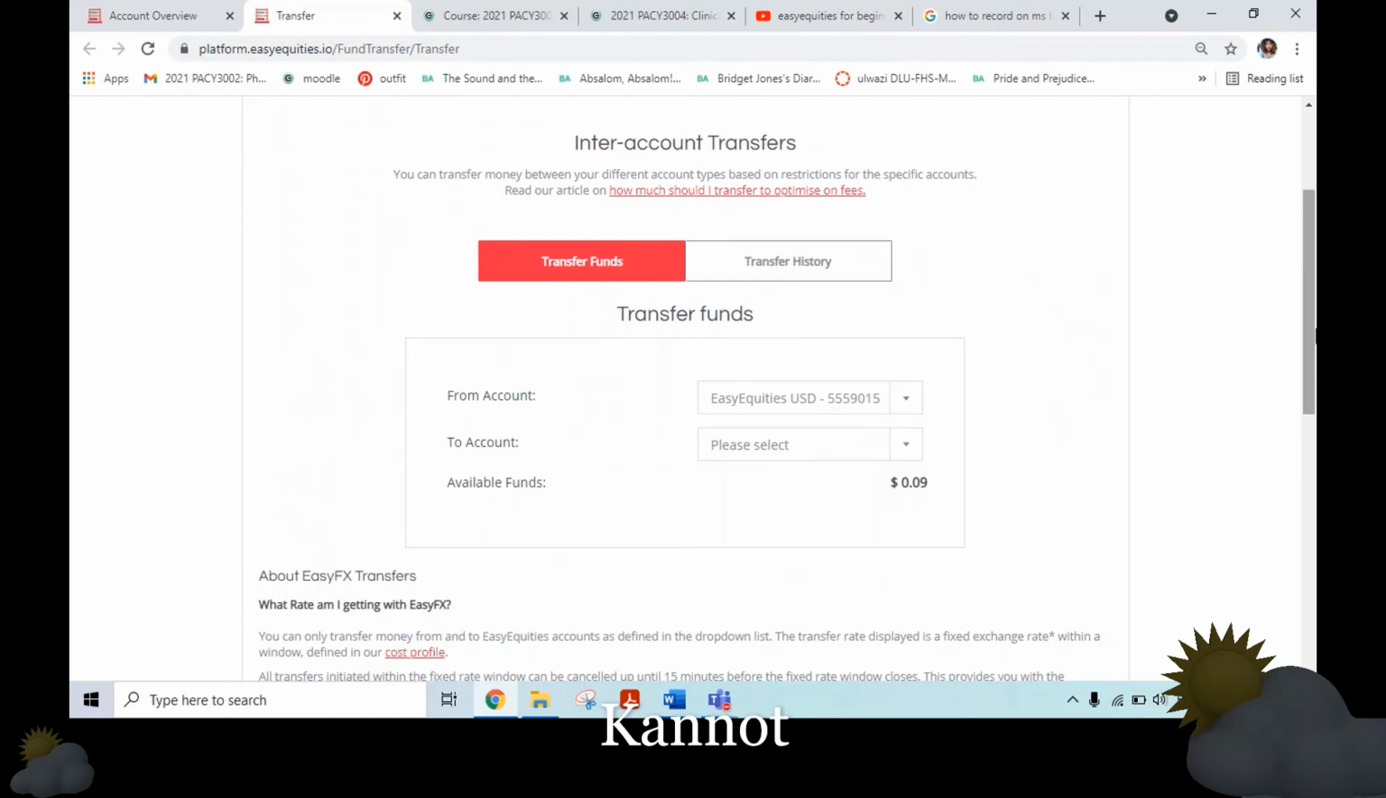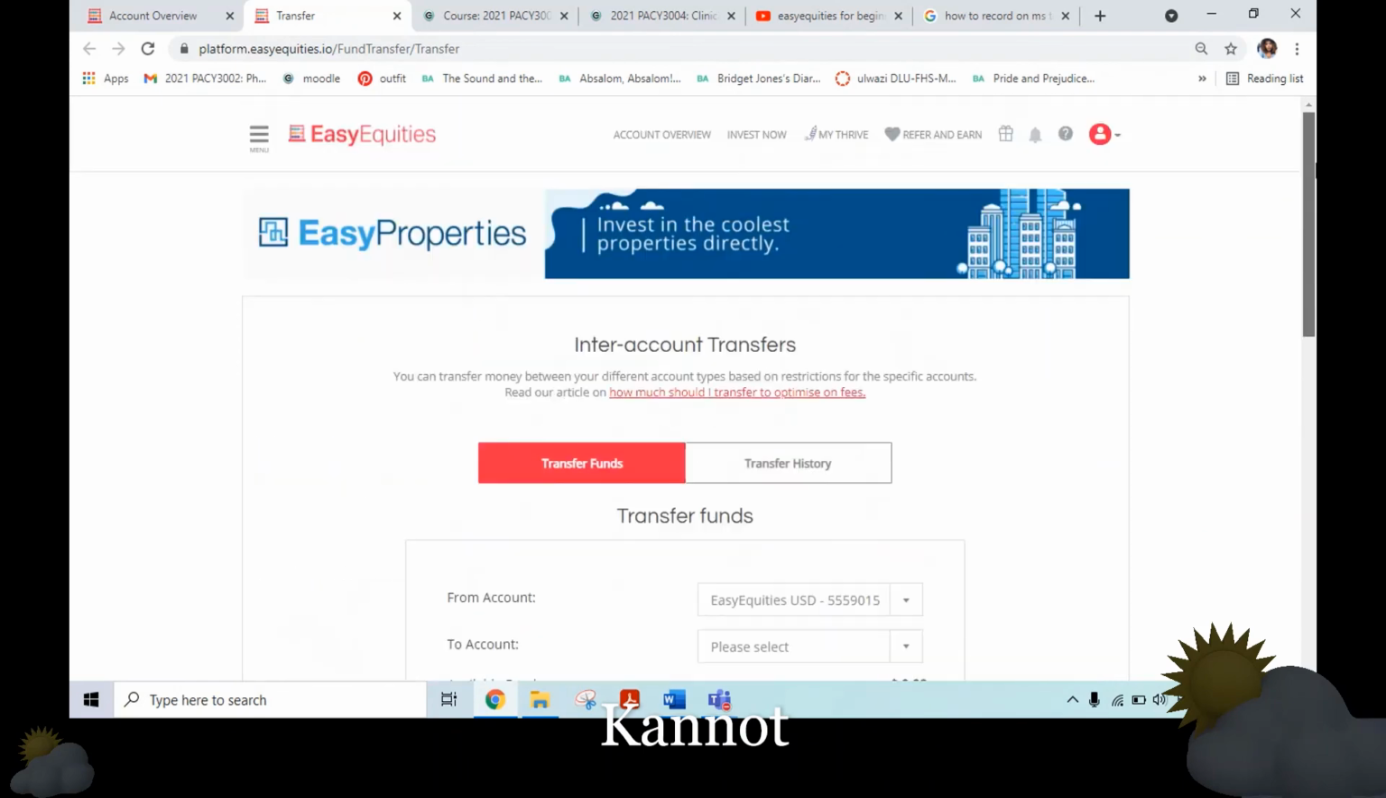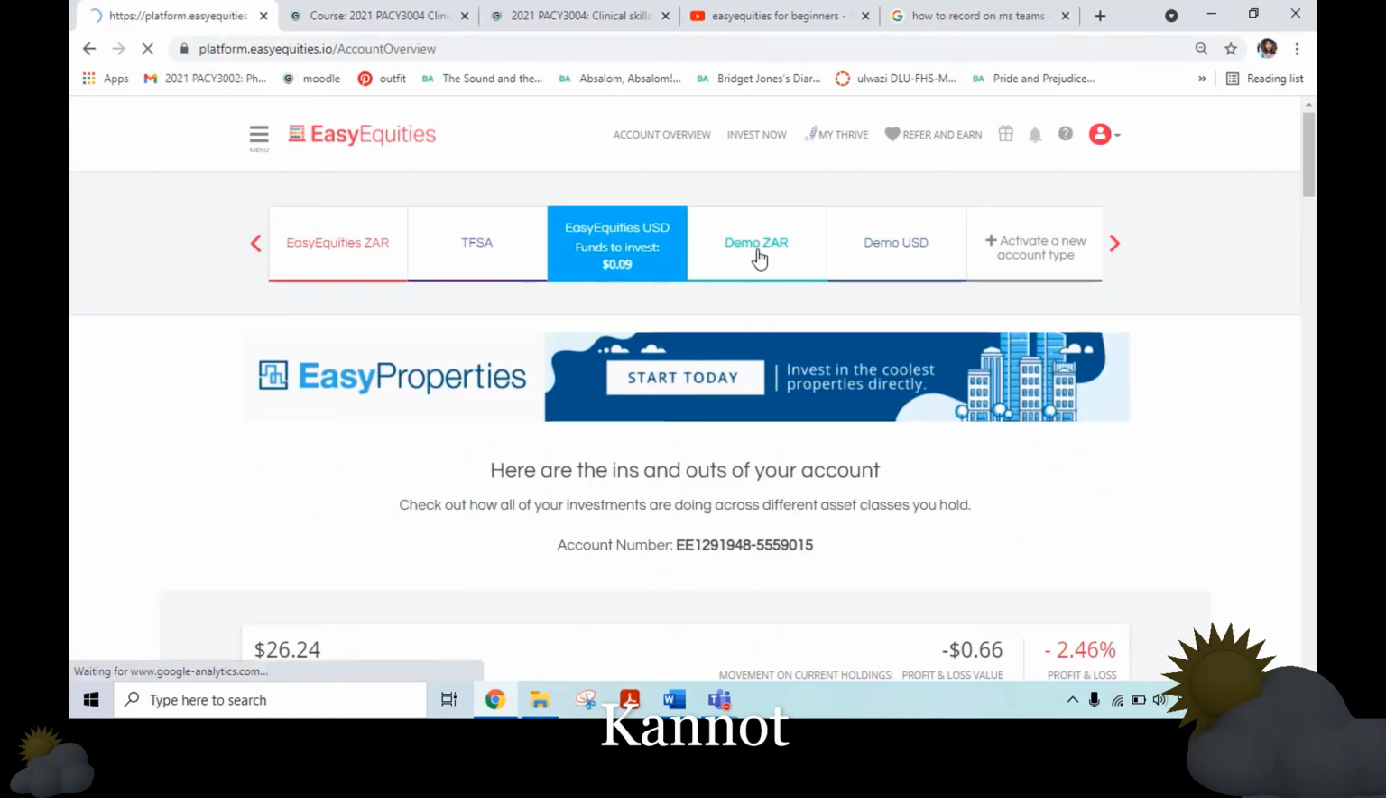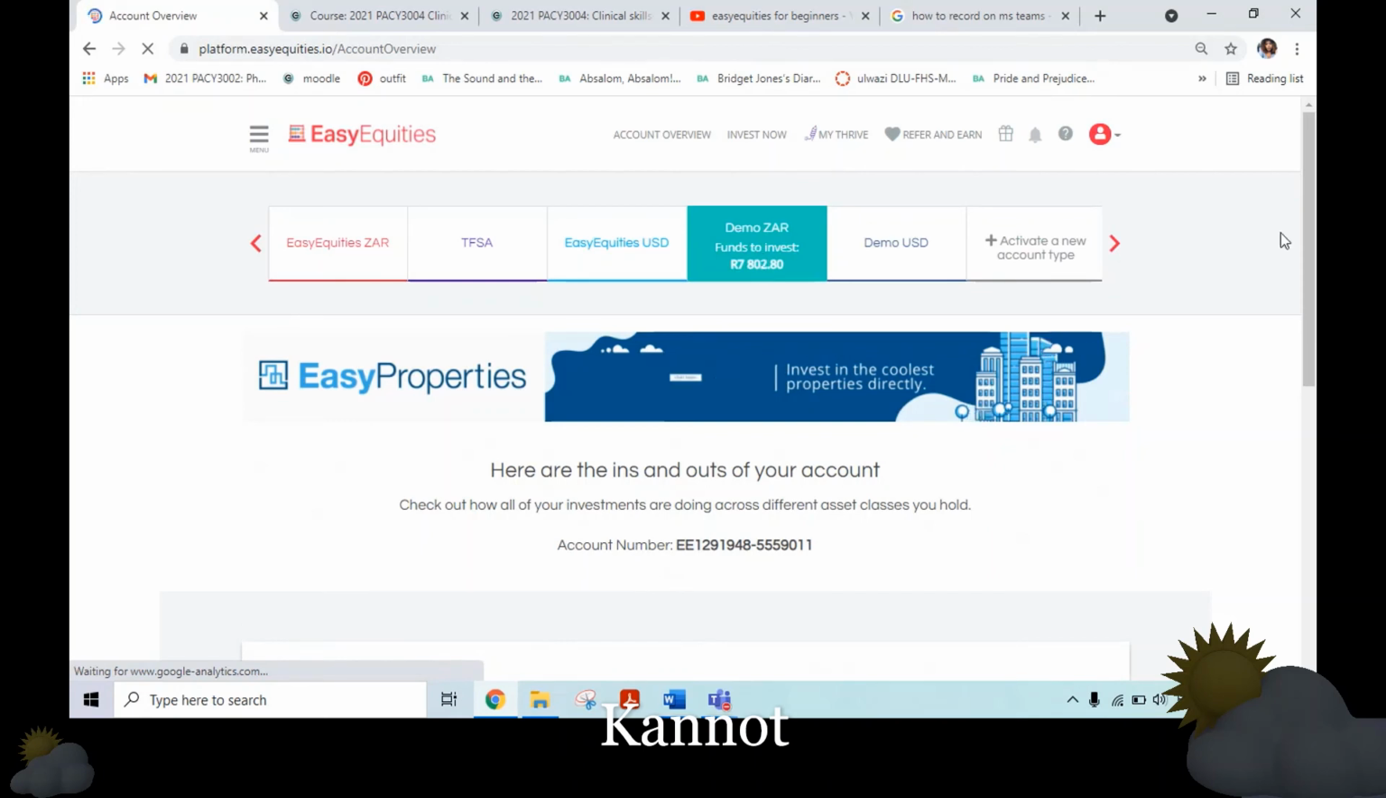Okay, I know a lot of people ask, why would you want to bring money to South Africa? Just because. Yeah, so that's one of the main problems I have. But investing is awesome because now you feel empowered with your money. We also have the demo account, so the South African demo account.